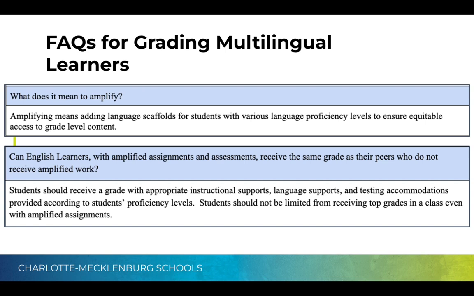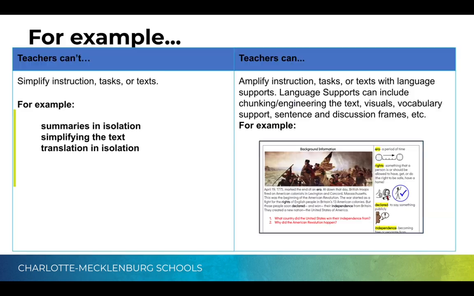The next question is, can English learners with amplified assignments and assessments receive the same grade as their peers who do not receive amplified work? And the answer to this is students should receive a grade with appropriate instructional supports, language supports, and testing accommodations provided according to students' proficiency levels. Students should not be limited from receiving top grades in a class, even with amplified assignments.